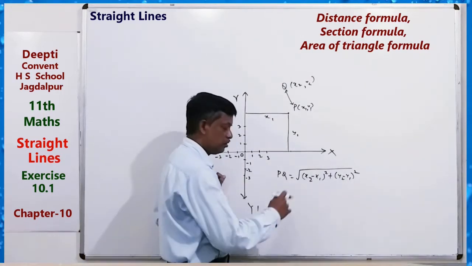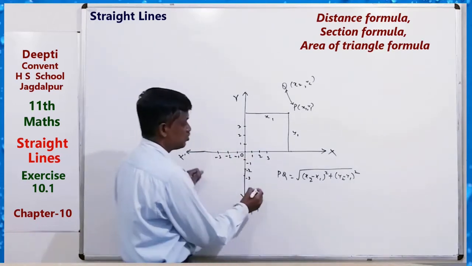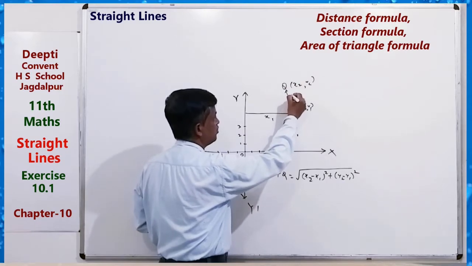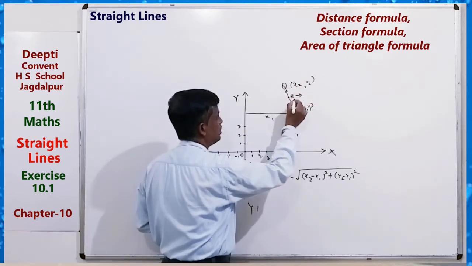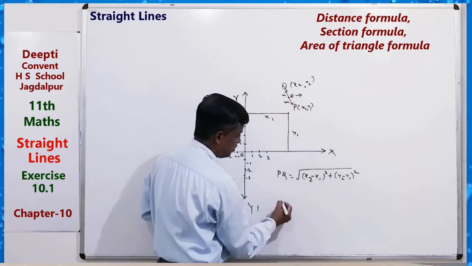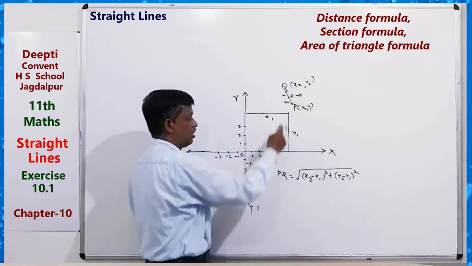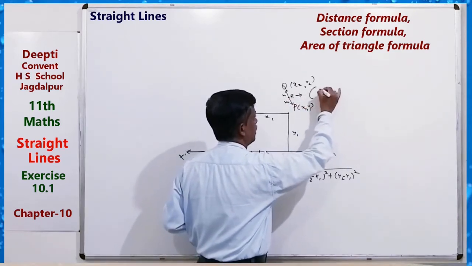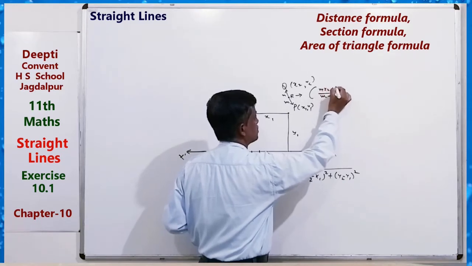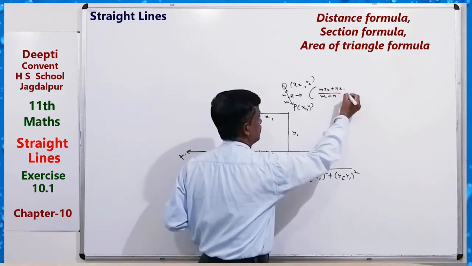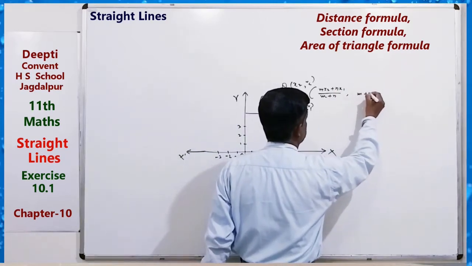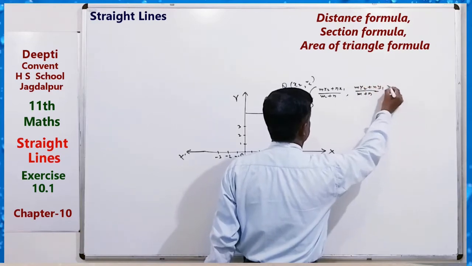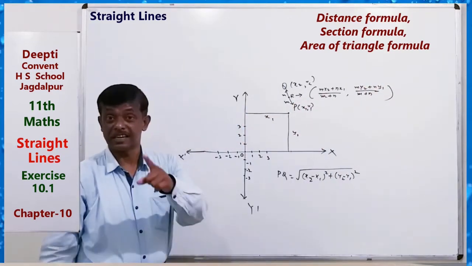Similarly, we know the section formula. Suppose there are 2 points (x2, y2) and (x1, y1), and a point R in between divides them in the ratio m:n. Then the coordinate of R is: (m x2 plus n x1) divided by (m plus n), and another is (m y2 plus n y1) divided by (m plus n). This is the coordinate from the section formula.